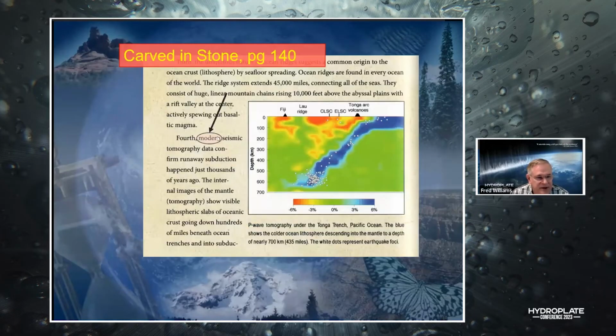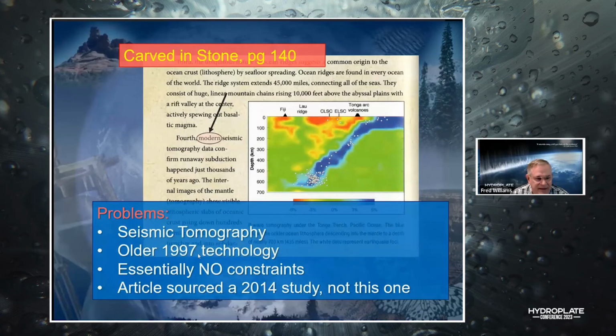So he says that it's modern seismic tomography, but it's not. This particular study comes from 1997. Okay, and the technology has gotten better. It has no constraints. When this was presented, an anonymous ICC reviewer strongly objected and said, oh, it does have constraints. It has the earthquake foci as a constraint.